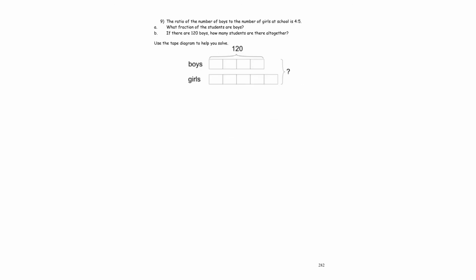This last problem is a challenge, but you can definitely figure it out. Okay, the ratio of the number of boys to the number of girls at school is 4 to 5. What fraction of the students are boys? If there are 120 boys, how many students are there all together? Use the tape diagram to help you. All right, so I'll just give you a little hint. For this one here for the boys, notice it's broken into 1, 2, 3, 4 categories, and there's 120. That's all I'm going to tell you. So for now, try your best.